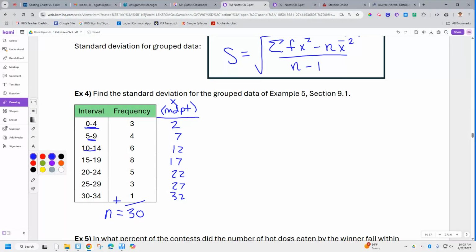But I need x squared, and so I'm going to need to square all of those numbers right there. 2 squared is 4, 7 squared is 49. I'm just squaring all of my x column. 12 squared, 17 squared is 289. 22 squared is 484. 27 squared is 729. 32 squared is 1024.